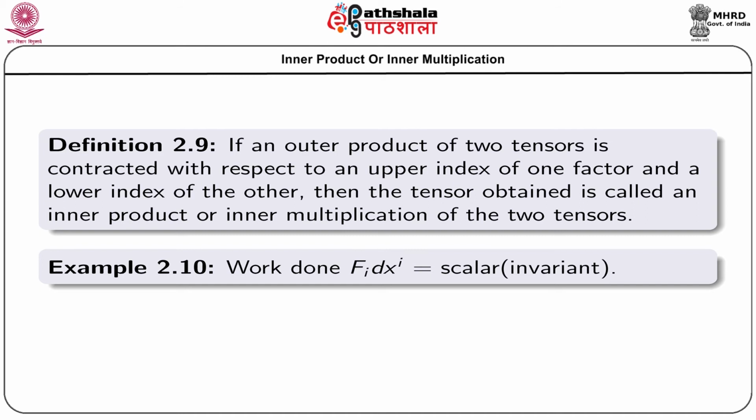Here we can give an example of inner product or inner multiplication of tensors. That is work done, which is F_i dx^i. This is a scalar quantity and this is an example of the inner multiplication of the force vector and the displacement vector. The outer product of the force vector and displacement vector gives the torque, but if we do the contraction of those two factors, then we get the work done, which is a scalar quantity.